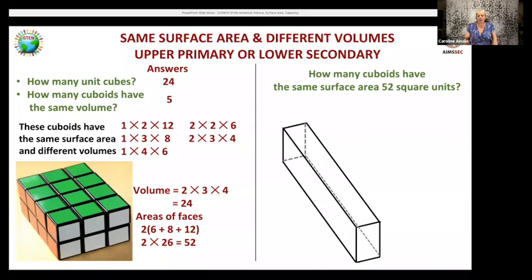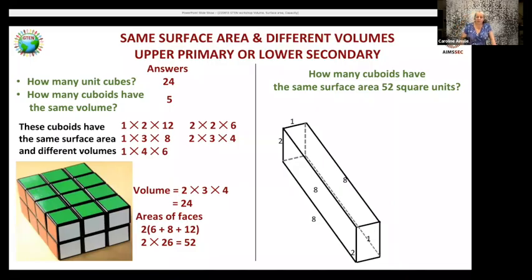How many, can we have the dimensions? Oh, Tony's given us some dimensions here. So that one, we hope, has 52 square units. Are there any others? The question is how many cuboids? So we've got an open question. We don't know how many. So we want the learners to actually go through the process and see how many they can work out.